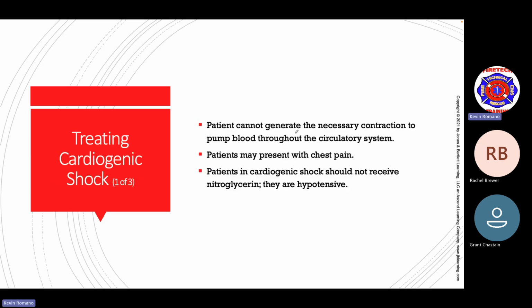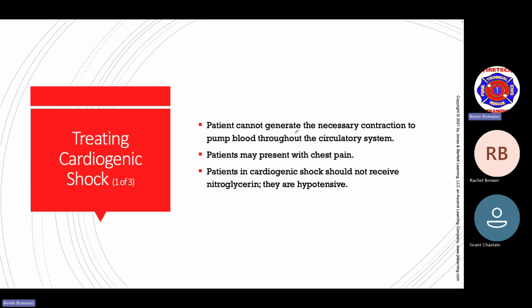For cardiogenic shock, the patient who is in shock as a result of a heart attack simply cannot generate the necessary power to pump blood throughout the circulatory system. Usually patients with cardiogenic shock do not have any injury, but they may be having chest pain. Patients with cardiogenic shock should also receive nitroglycerin. They should not receive nitroglycerin. By definition, they are hypotensive.